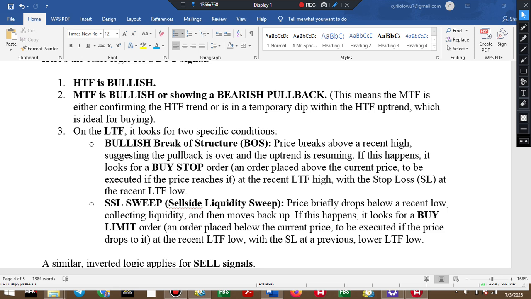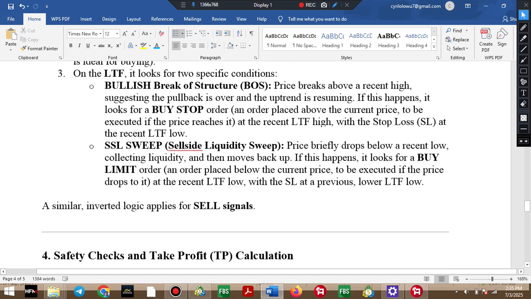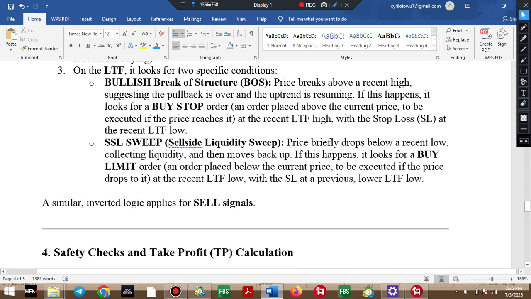So SSL, it's also going to check for a sell side liquidity sweep. Price briefly drops below a recent low, collecting liquidity, and then moves back up. If this happens, it looks for a buy limit order, an order placed below the current price to be executed if the price drops to it, at the recent LTF low, that means recent lower time frame low, with the SL at a previous lower time frame low.